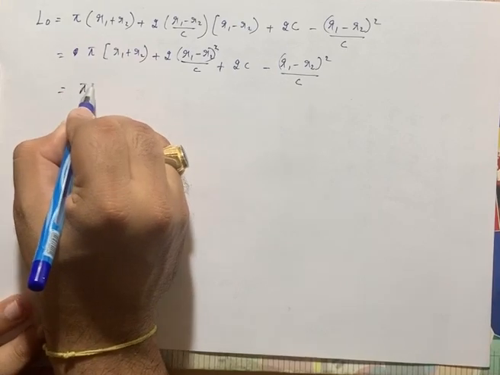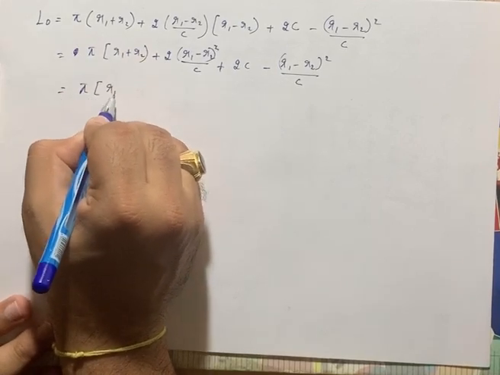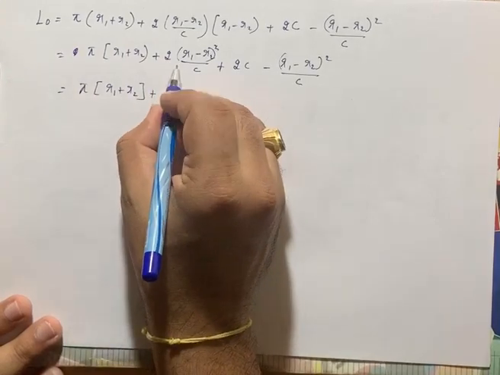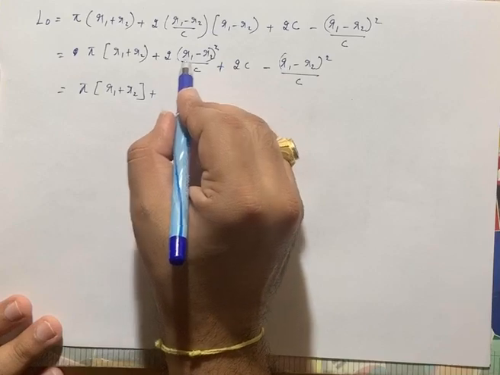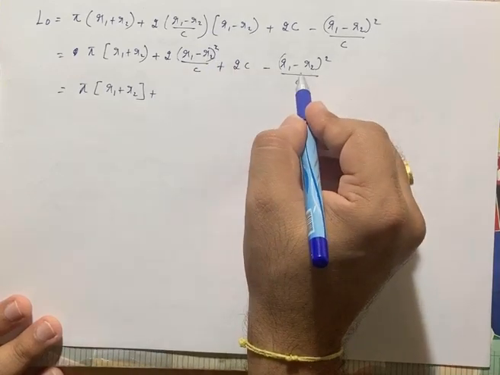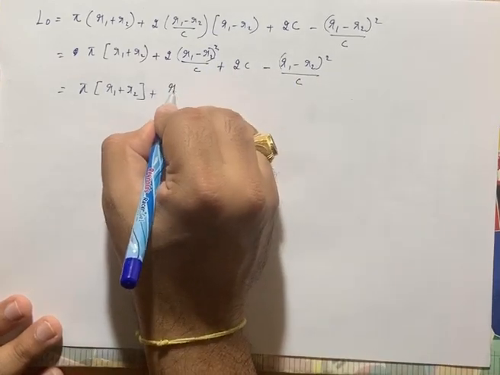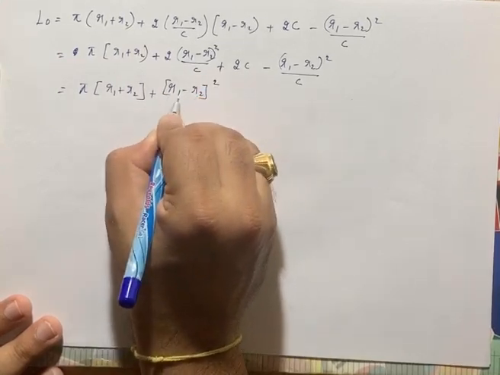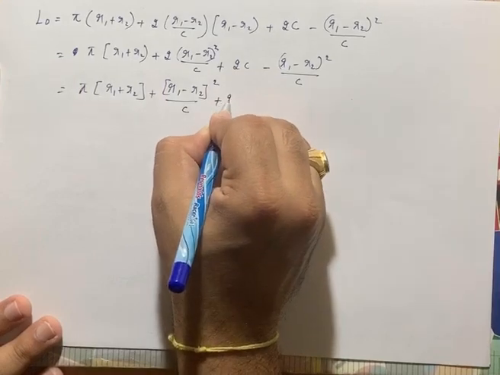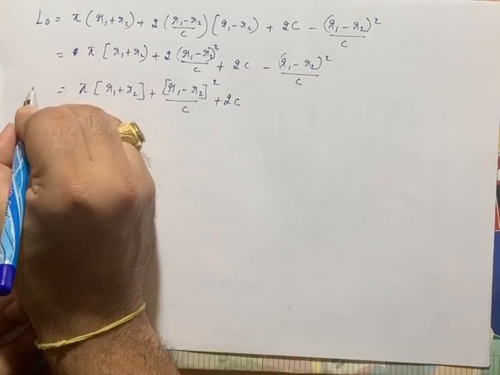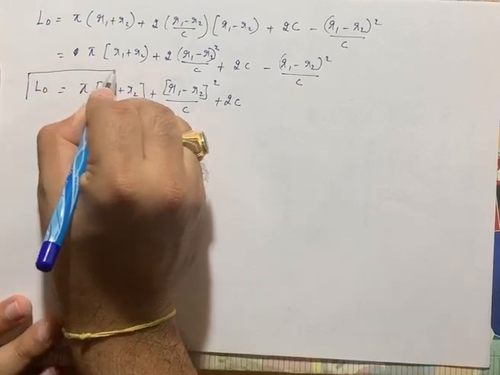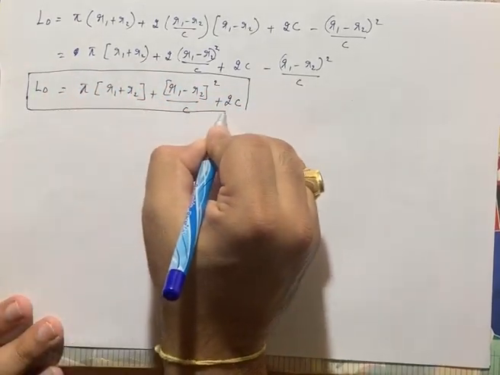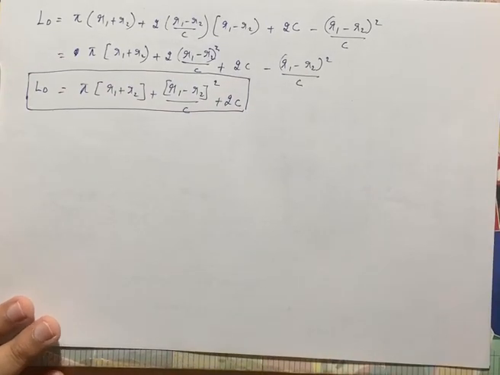So I will write here pi into (R1 plus R2) plus, 2 times (R1 minus R2) whole square minus (R1 minus R2) whole square becomes only (R1 minus R2) square divided by C, plus 2C. This is the length of an open belt drive.